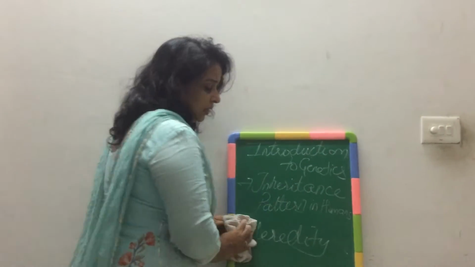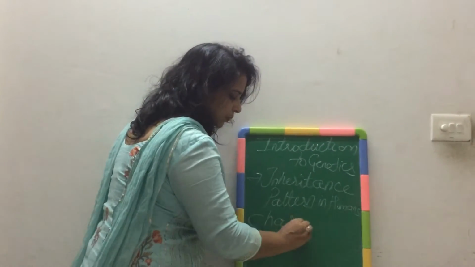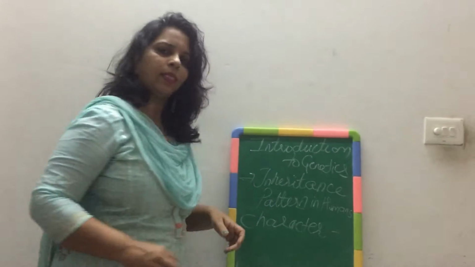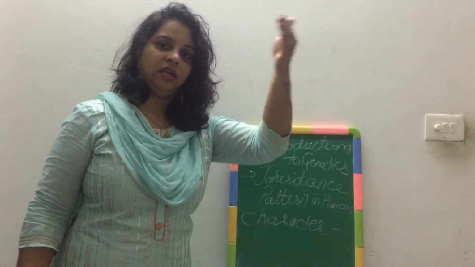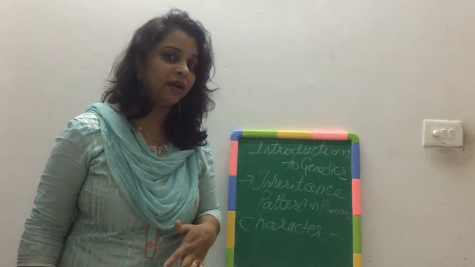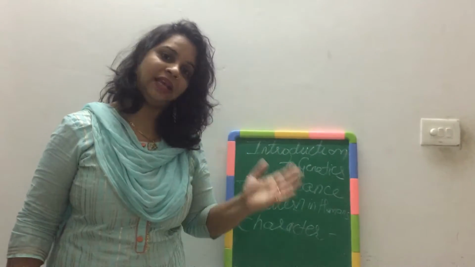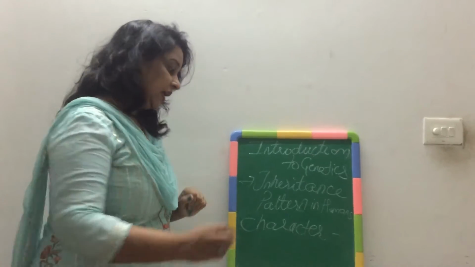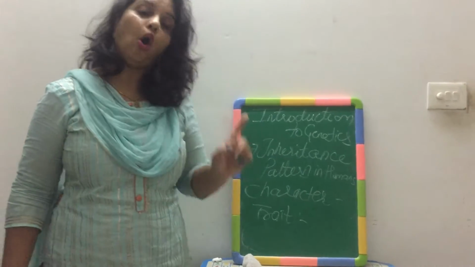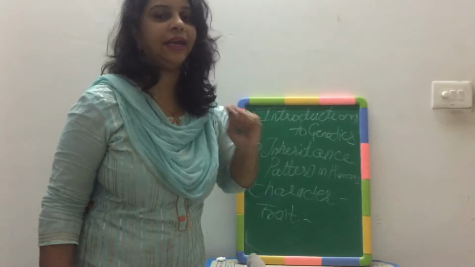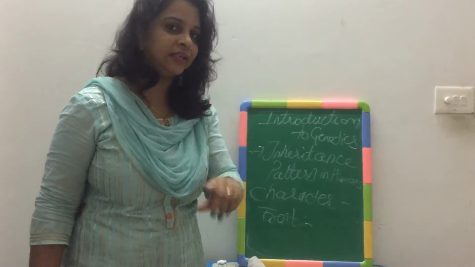Then the next term is character. What is a character? It is an inheritable feature, which is inherited, taken from our parents. Next is trait. A trait is an alternative form of a character.